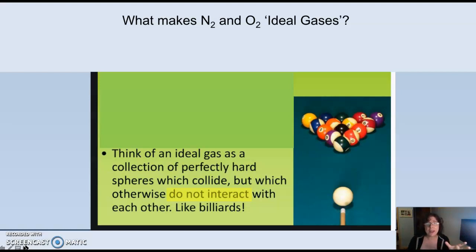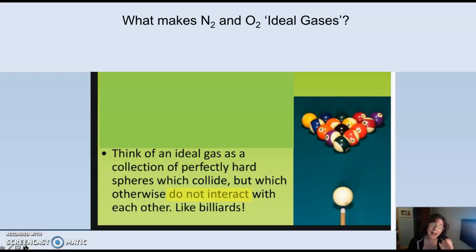They don't share energy at all. They don't share bonds at all. They don't move together. Like these pool balls will never seem to glue together and move together. That's not the way pool balls are. They just bang into each other and they move off of and away from each other. They don't interact at all.